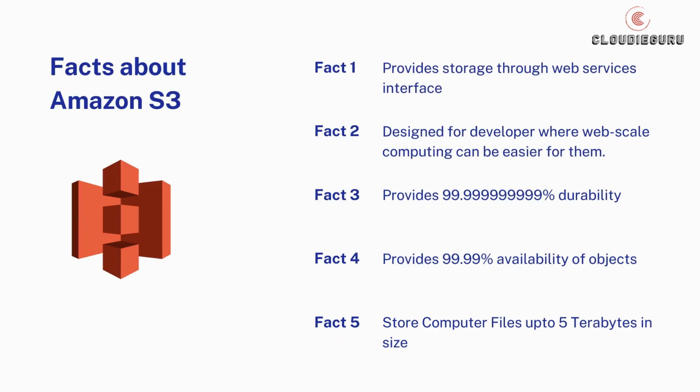Now, let's look at some of the facts about S3. S3 provides storage through a web service interface and also a command line interface. S3 is designed for developers where they can easily use web scaling computing resources. S3 provides 11 nines of durability and 4 nines of availability. In S3, we can store up to 5 terabytes of data inside a bucket. Now you might be wondering, what is a bucket? Don't worry, we will discuss it later.